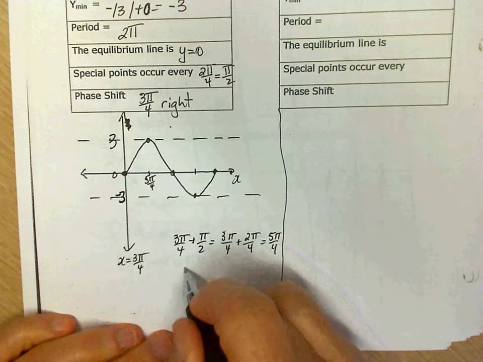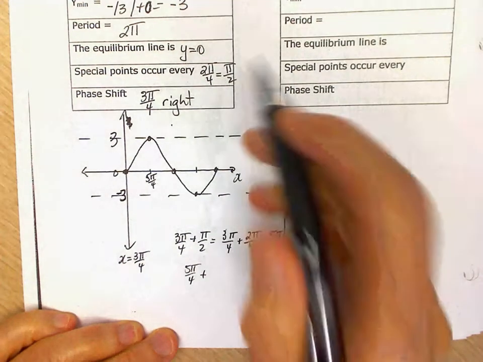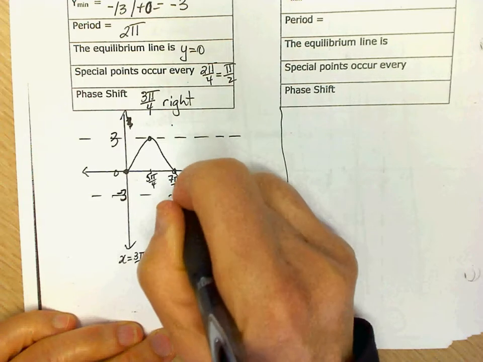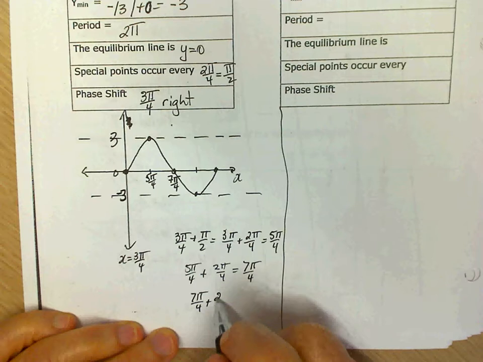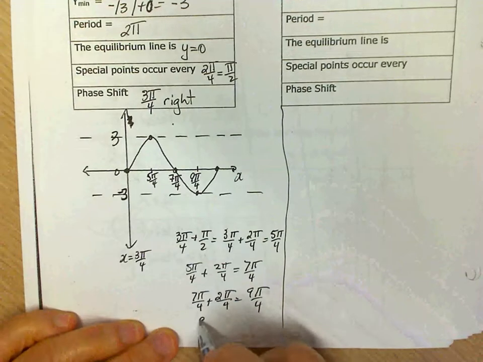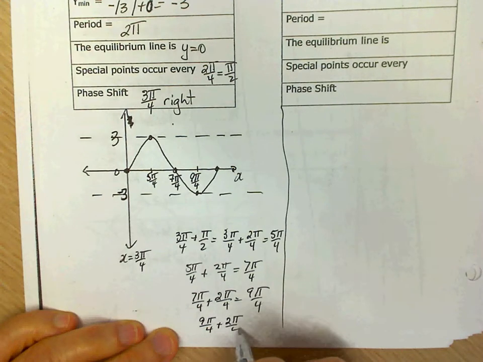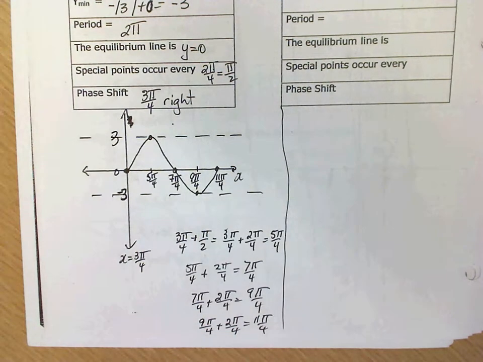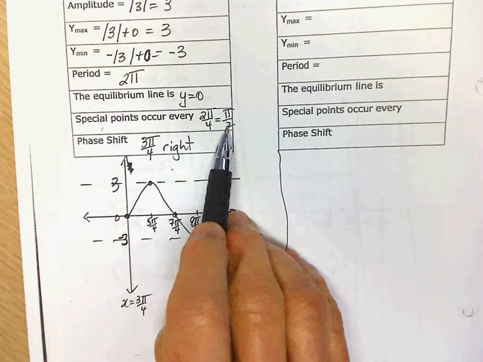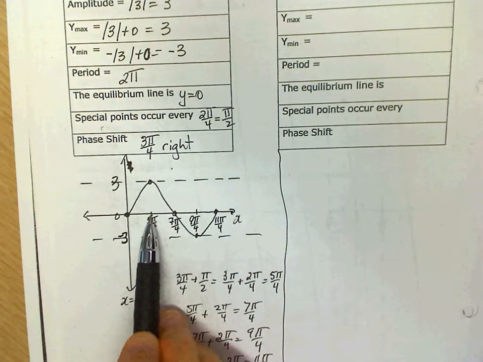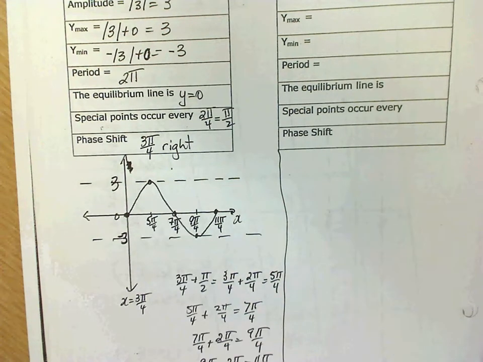Now we're going to go 5 pi by 4 plus, well, pi by 2 is 2 pi by 4. That equals 7 pi by 4. So this is 7 pi by 4. Then 7 pi by 4 plus 2 pi by 4 equals 9 pi by 4. This is 9 pi by 4. 9 pi by 4 plus 2 pi by 4 equals 11 pi by 4. Because the special points occur every 2 pi by 4. So to get from here, our next special point we add 2 pi by 4. Next special point we add 2 pi by 4. Just keep adding it to get the next point.